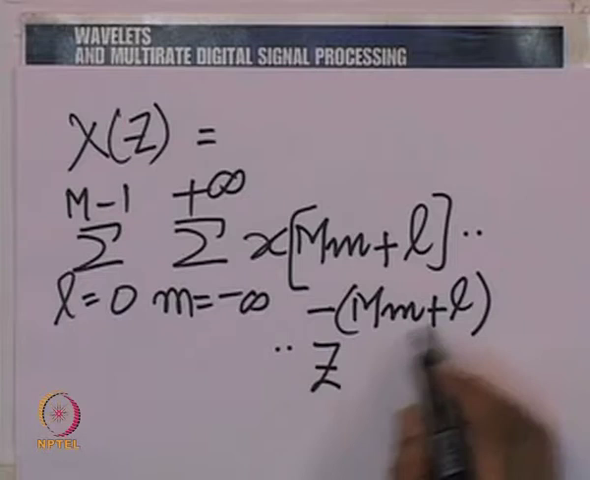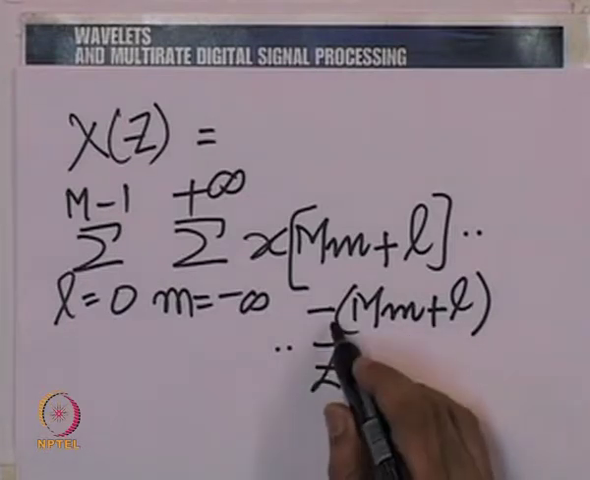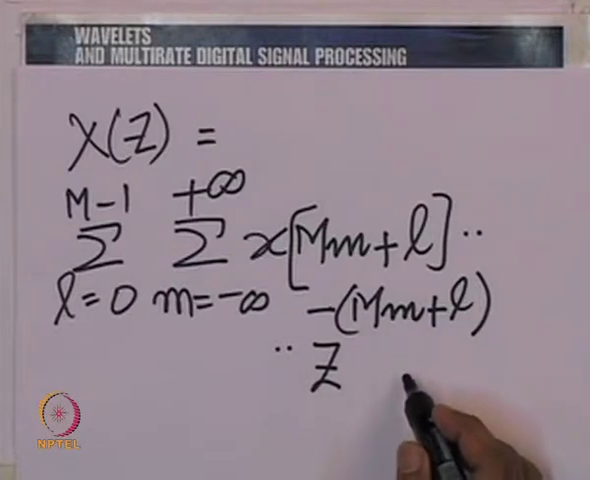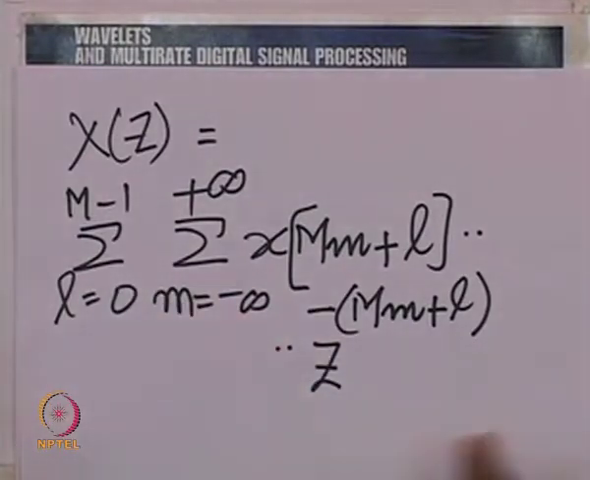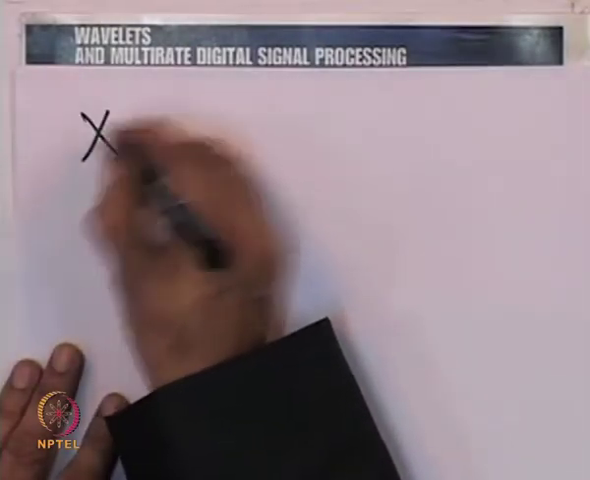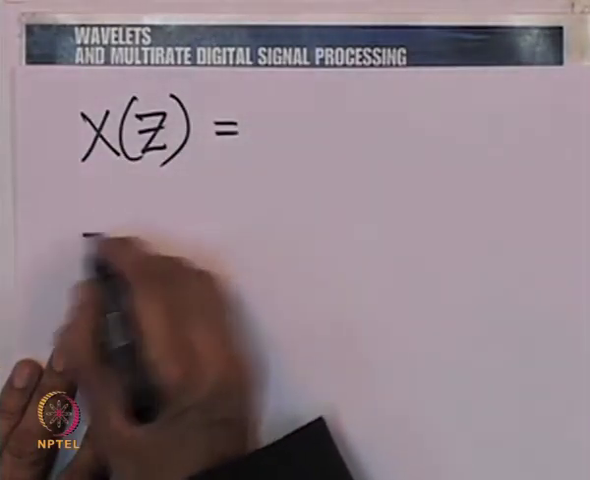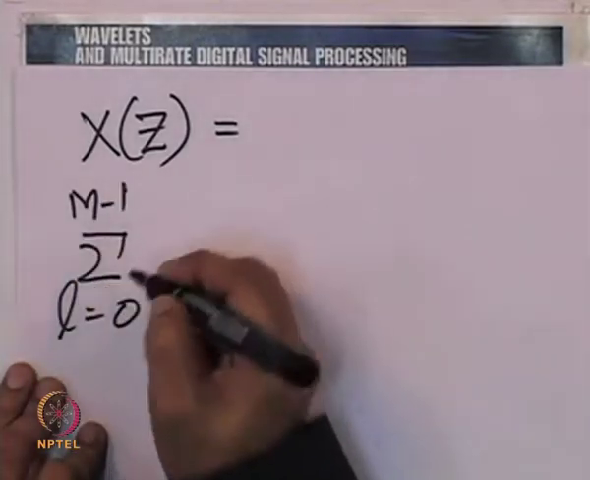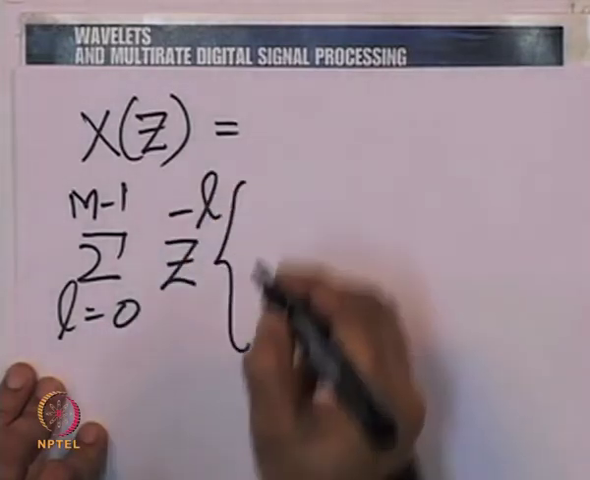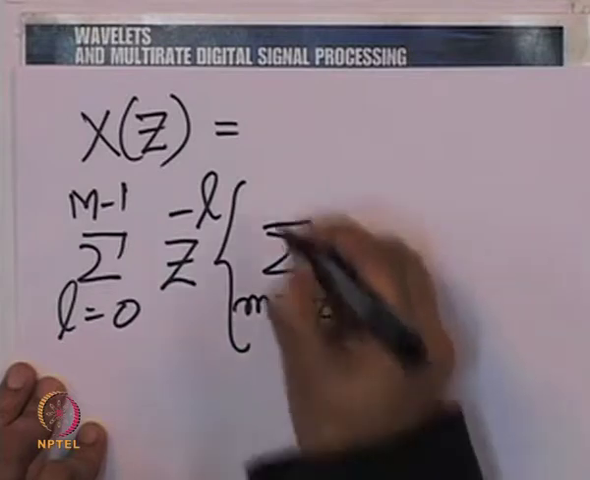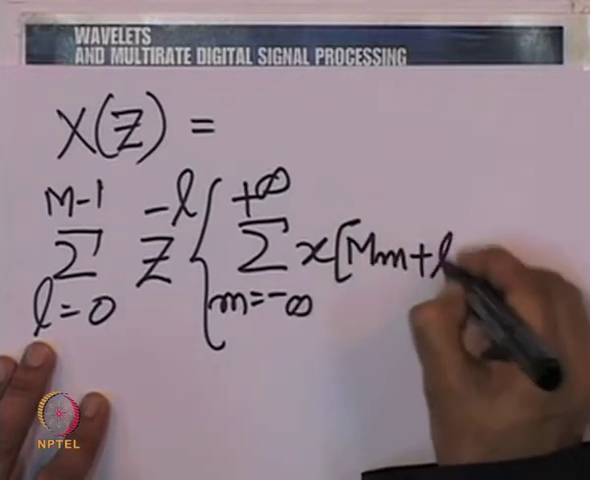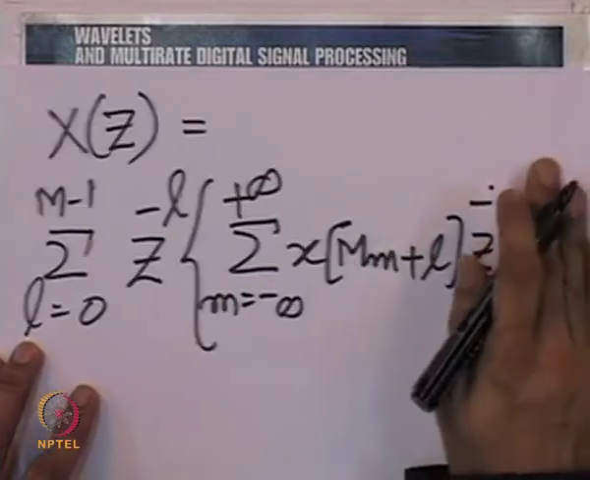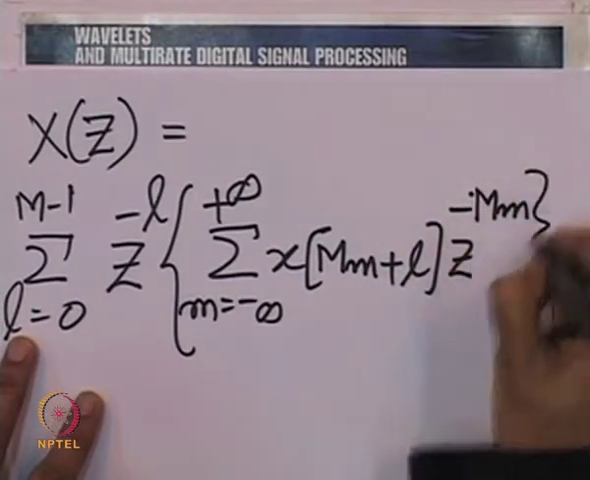And now we can split this exponential into two parts, z raised to the power minus M m into z raised to the power minus l. And noting that z raised to the power minus l can be brought outside the summation on small m, we could rewrite this as follows. Capital X of z is summation l going from 0 to capital M minus 1, z raised to the power minus l, and in brackets then you have summation m going from minus to plus infinity, x of capital M times small m plus l, times z raised to the power minus capital M times small m.